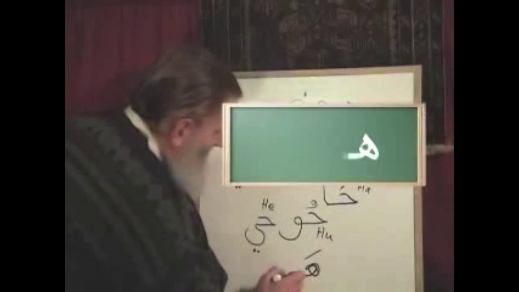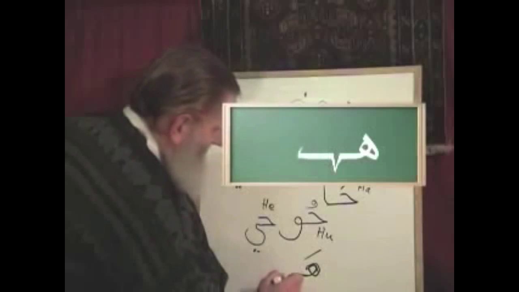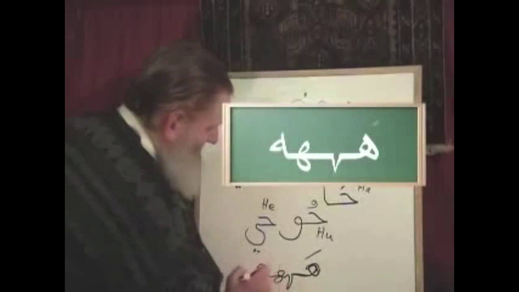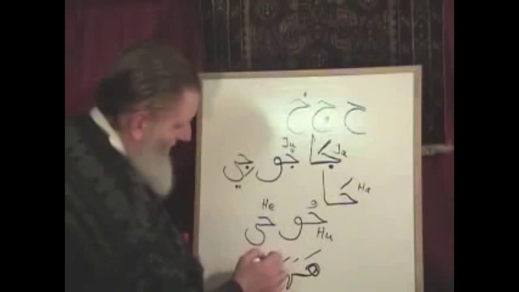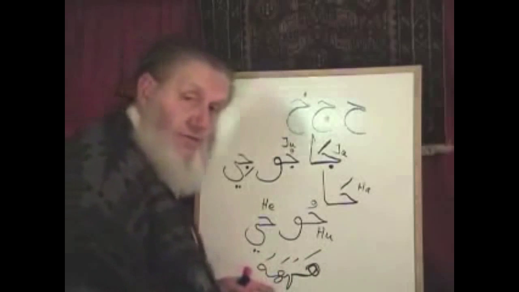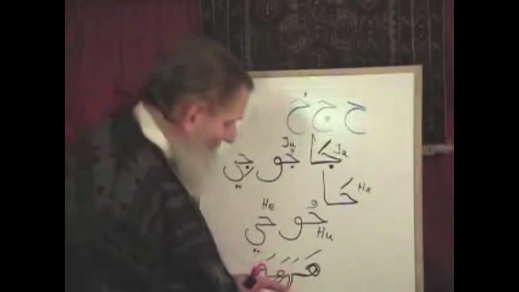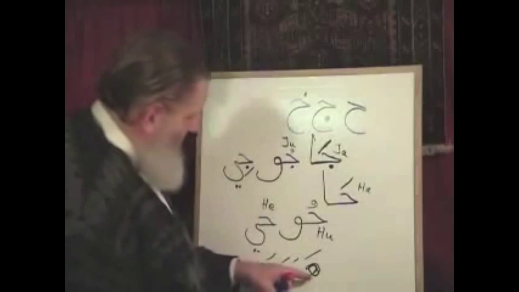Ha, ha, ha. And then in the middle, he can be like this. He can be like this. And at the end, he can be like that. So he's ha, ha, ha, ha. Now I think he should be called the funny letter because he goes ha, ha, ha, ha, ha, ha.